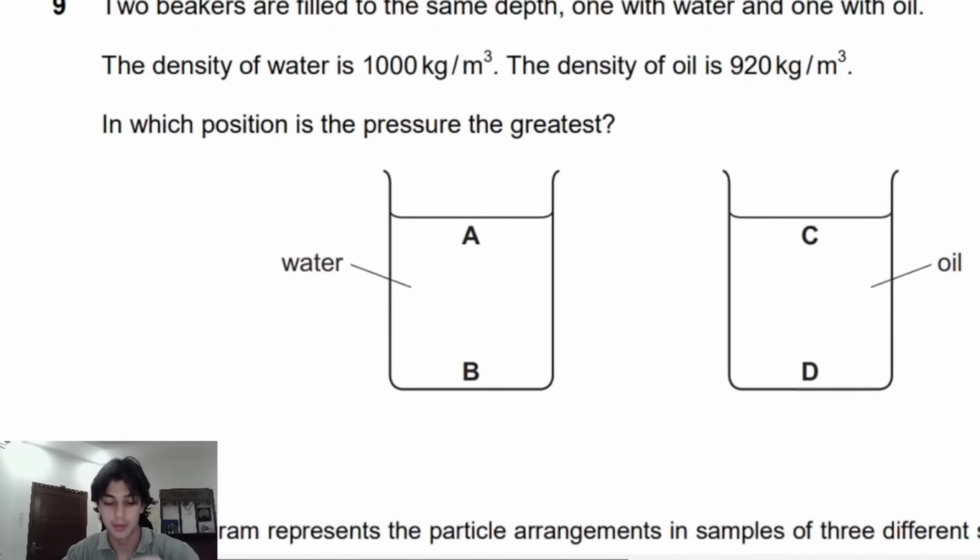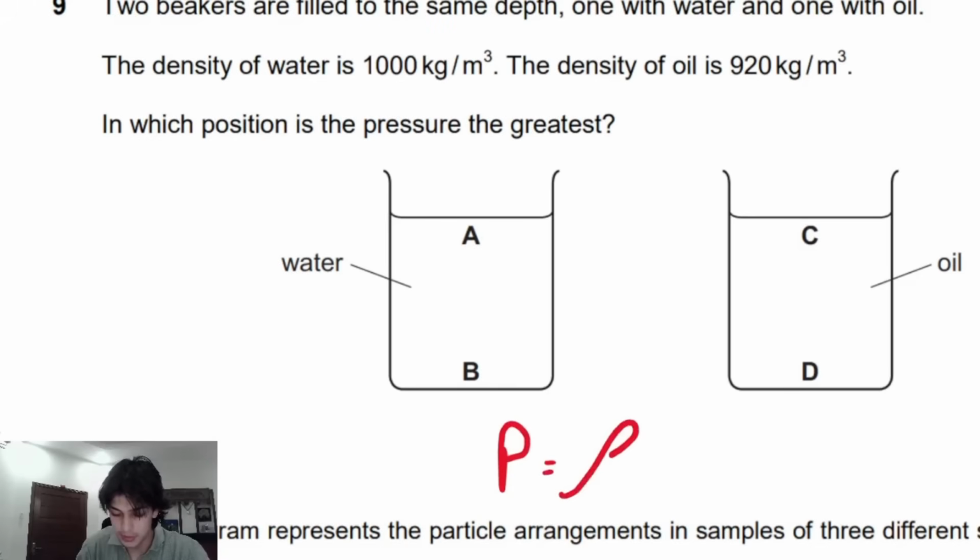Now, two beakers are filled to the same depth, one with oil and one with water. The density of water is this, and the density of oil is that. So where is the pressure the greatest? Pretty simple. We know that there's only one equation linking pressure and fluids, which is pressure equals rho, the density of the liquid, times g, the gravitational field strength, times height. Clearly, the deeper something is, the more pressure it has. If you go deep under the water, your ears start hurting because you experience the pressure. Same concept over here. So it cannot be C or A, it has to be one of these two.